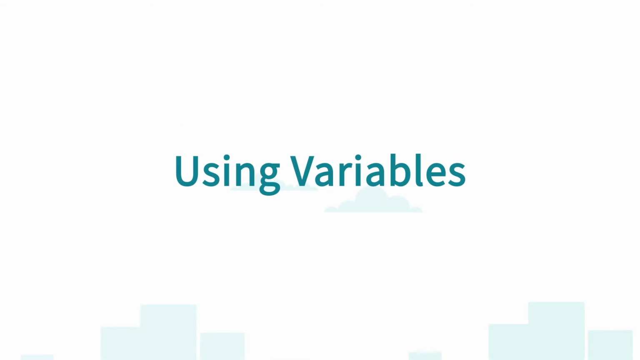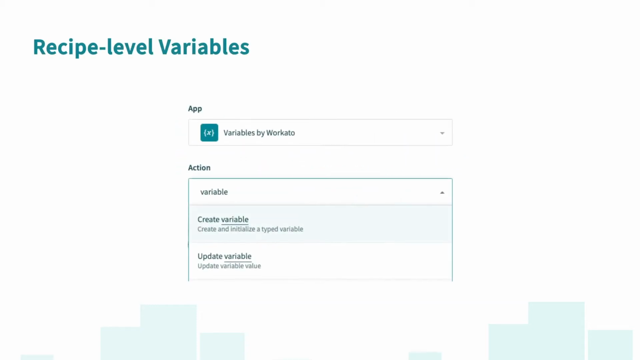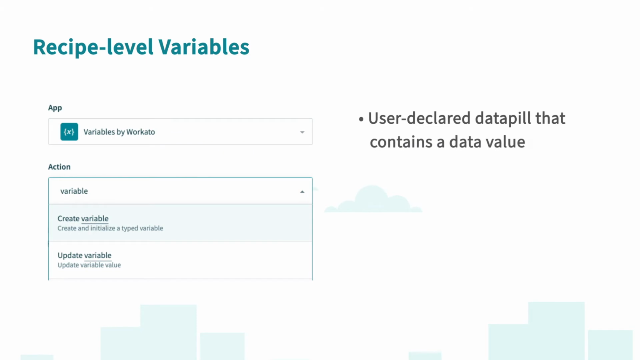In the process of building your recipe, you can also make use of the Workato variable to store data values. To do so, you can make use of the built-in utility, Variables by Workato, to create and update variables that are usable in a single recipe. A variable in Workato is a user-declared data pill that contains a data value. These are different from a standard data pill in that your declared variables are mutable, where the value of the variable can be changed within a recipe.